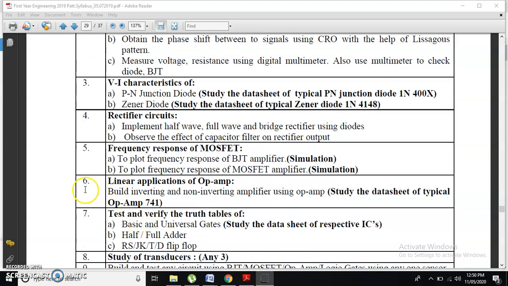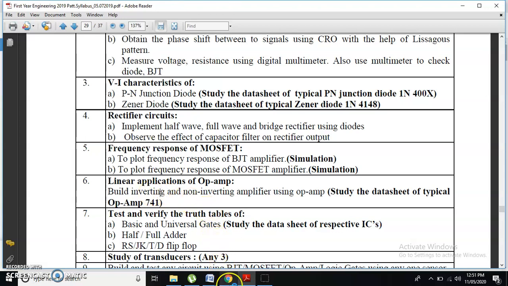Hello students, today we'll see how to perform experiment number 6, that is linear applications of op-amp, and that linear application is design of inverting and non-inverting amplifier using op-amp. So how to design inverting and non-inverting amplifier using op-amp? This experiment we will be performing today on virtual lab.